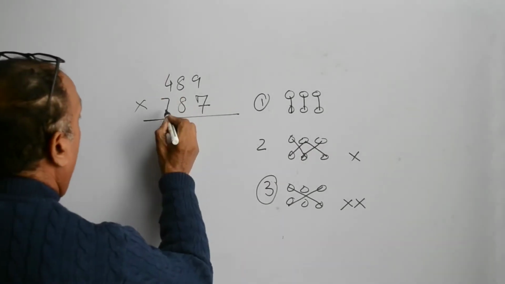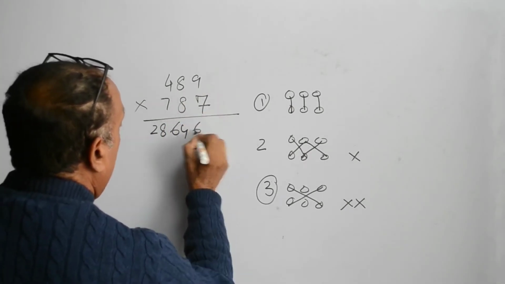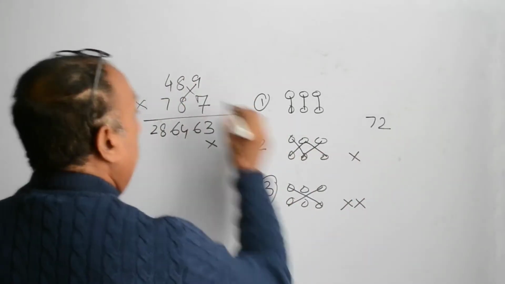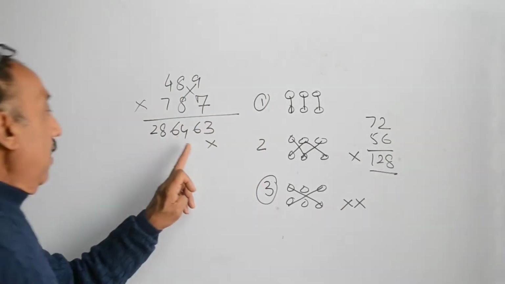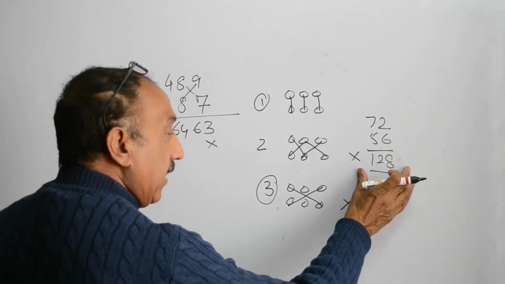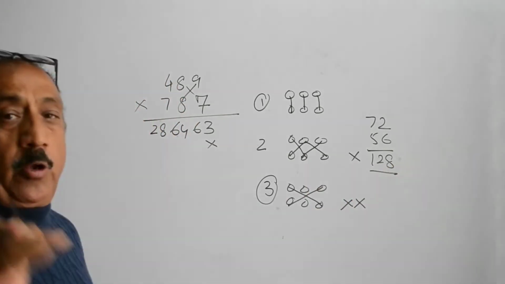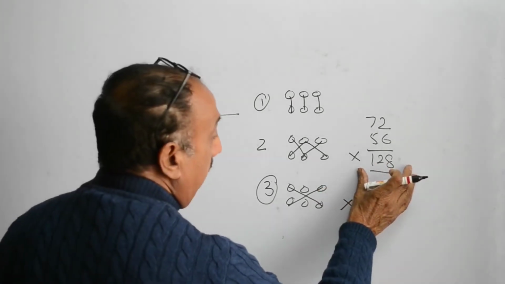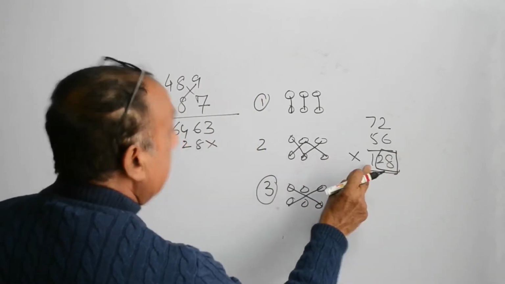So in the first step 4 by 7 is 28, 8 by 8 is 64, and it is 63. In the second step 72 and 56, it is 128. Please note that we will take only 2 digits, neither more than 2 nor less than 2. If we are getting less than 2, we will make it a 2-digit number by prefixing a 0 before that, and if we get a 3-digit number, we will take this 28 over here, and 1 is carried over.